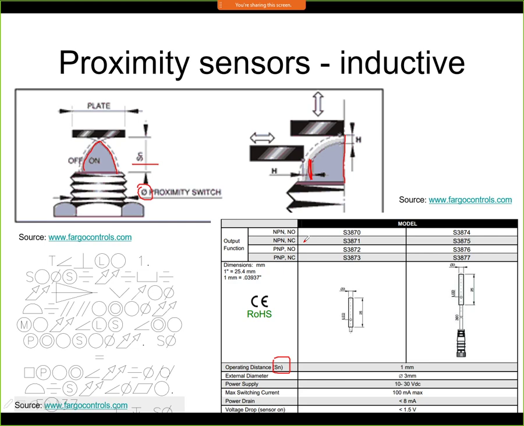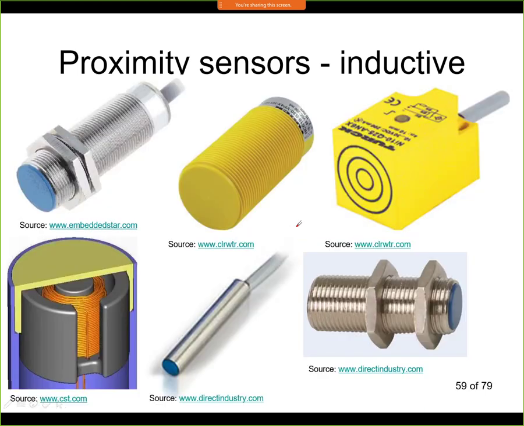Whatever you choose, it really depends on your application. Because for some applications you need to have this normally open behavior. For some other applications, it's more advantageous to have the normally closed behavior. Let's take a look at some examples of proximity sensors.